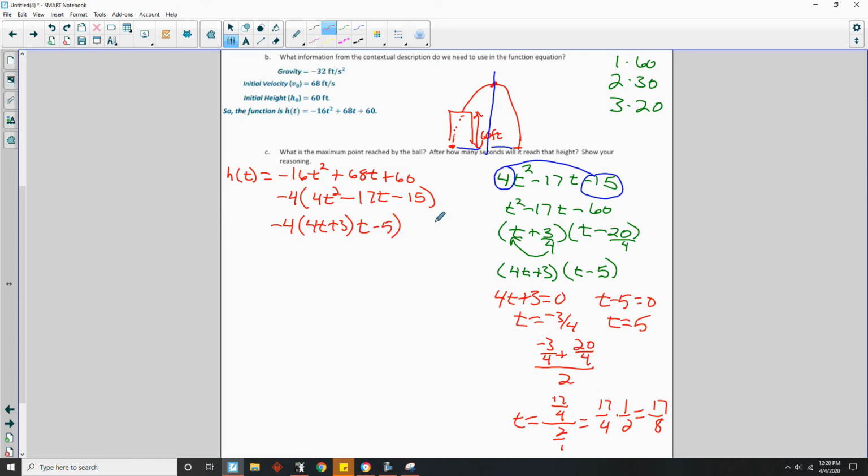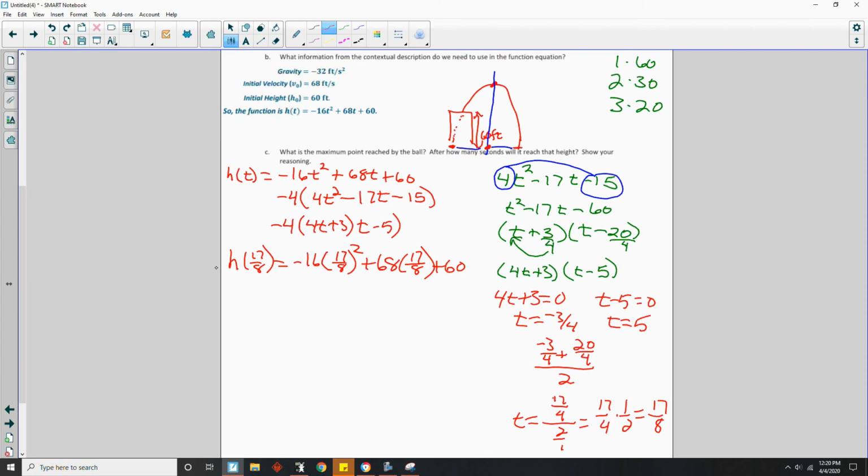Okay, so that is my t. That is when this is the midpoint right here. That is the t value, 17/8. So if I substitute this into this function, I will find the height at this time. Does that make sense? So I want to do h of 17 over 8 equals, and I'm using my original up here, negative 16 times 17 over 8 quantity squared plus 68 times that 17 over 8 plus 60.